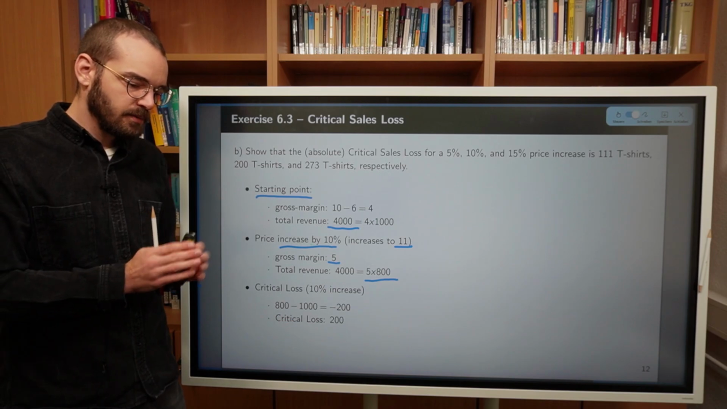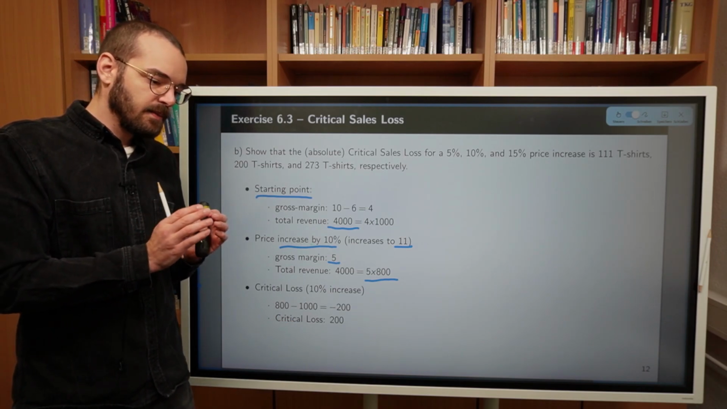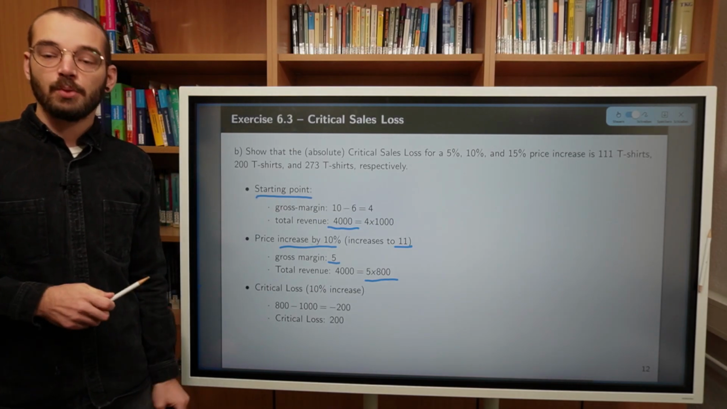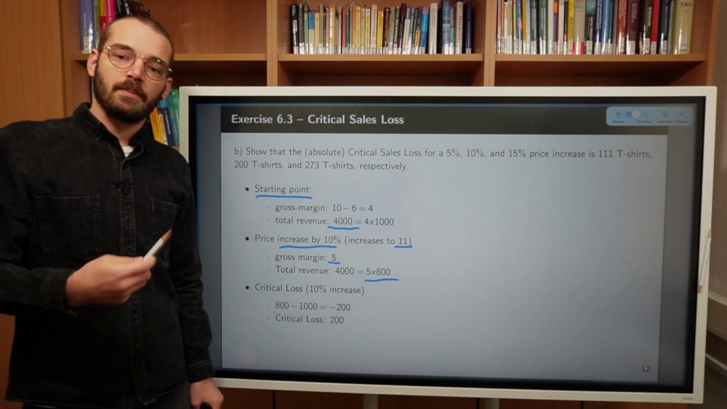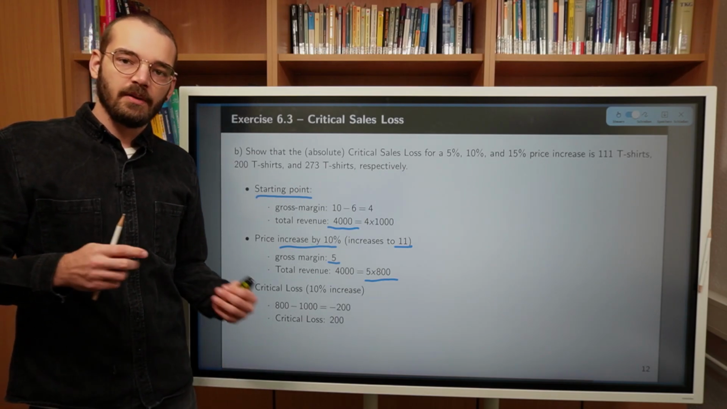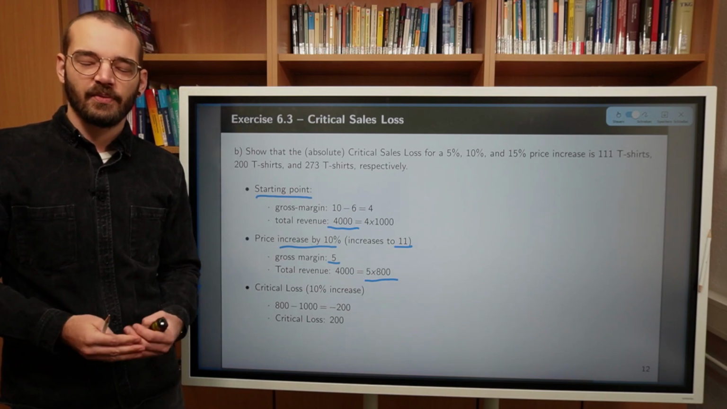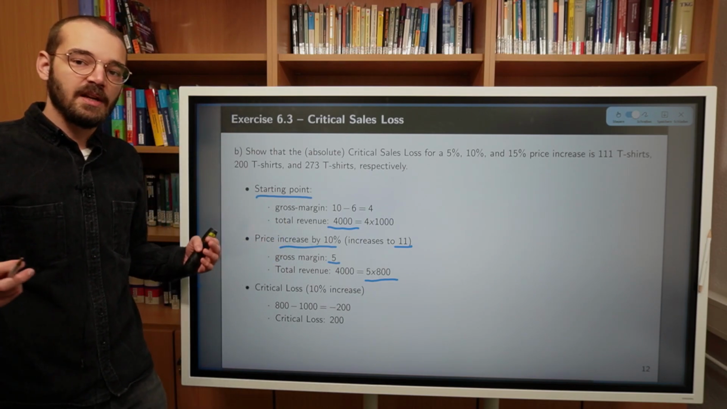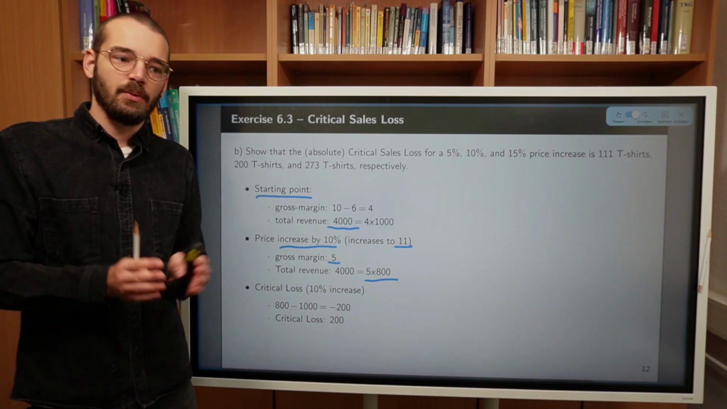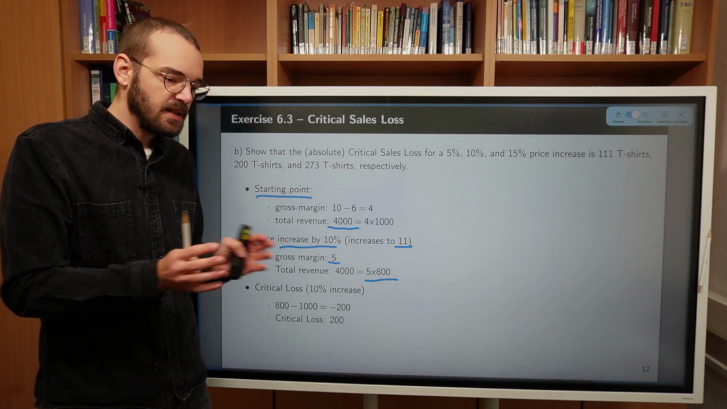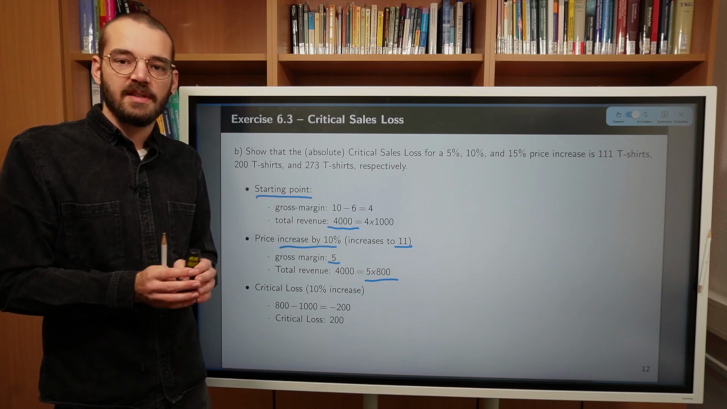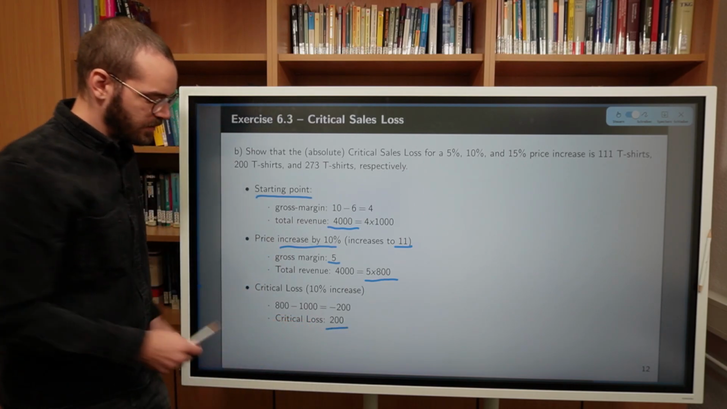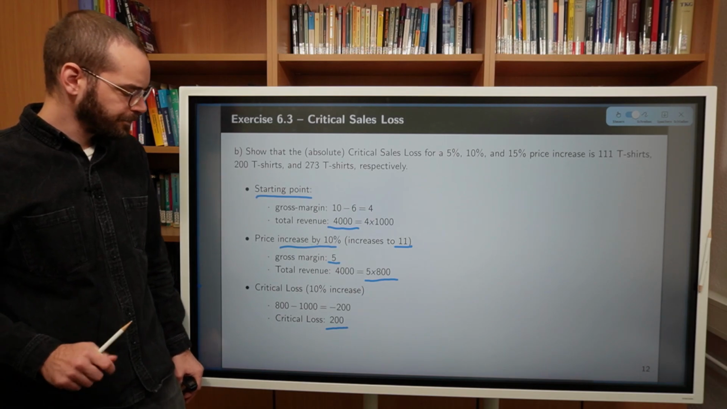So the quantity of the good which we may at most sell less. Okay? In the benchmark situation, we sold 1,000 t-shirts. After the price increase, the firm would need to sell at least 800 t-shirts in order to match the profits of the benchmark situation, which of course implies that the critical loss, so the maximum quantity the firm can lose in sales, is 200, the difference between these two sales numbers.